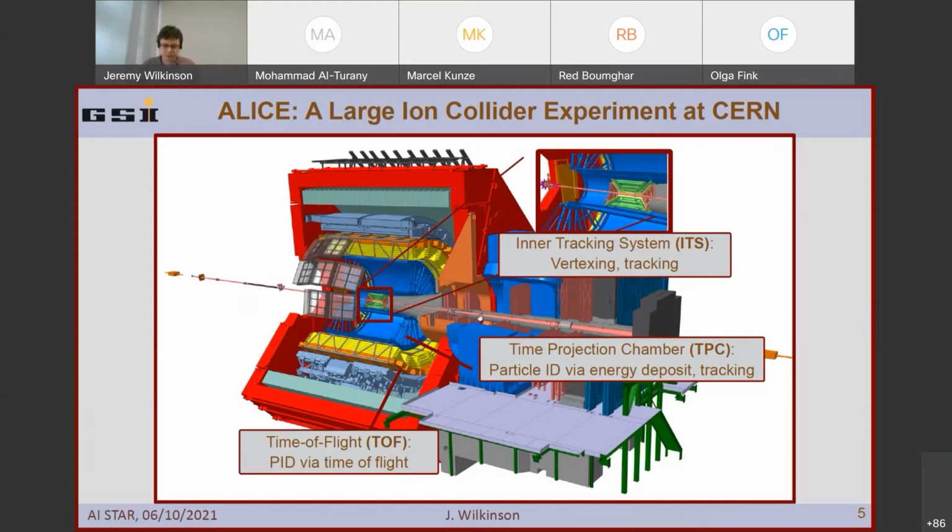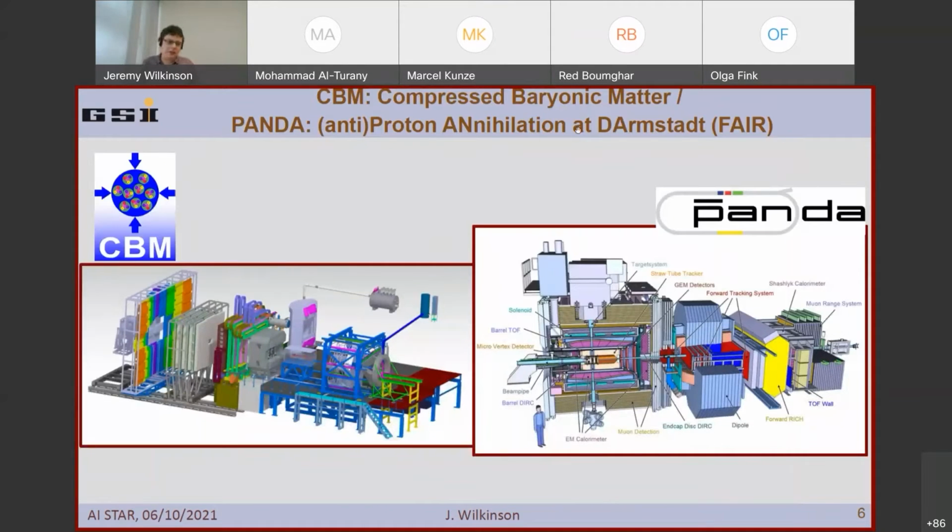And then these are similar schematics of 2 of the experiments at FAIR that I will mention later on. The Compressed Baryonic Matter, or CBM, on the left, and the PANDA, or antiproton annihilation at Darmstadt. These are both fixed target experiments, so you have most of the detectors more in the forward region, but it's using a similar principle that we have various different detector technologies working in tandem in order to reconstruct and identify particles.